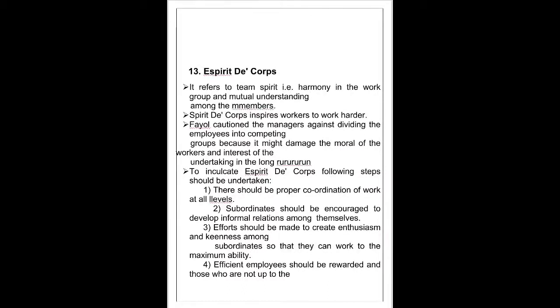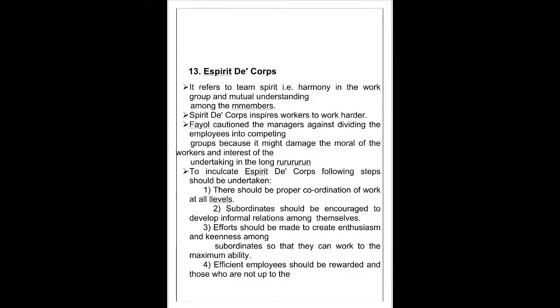esprit de corps. Esprit de corps can be achieved through unity of command. It refers to team spirit, that is, harmony in the work group and mutual understanding among the members. It inspires workers to work hard. Fayol cautions managers against dividing the employees into competing groups because it might damage the morale of the workers and the interest of the undertaking in the long run.